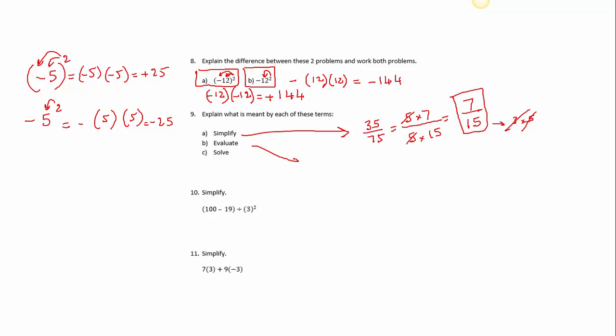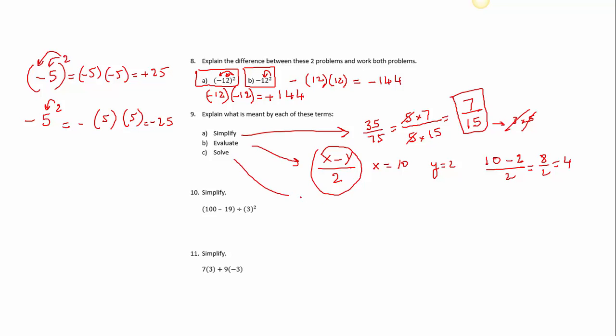Evaluate. What does evaluate mean? We could have something like (x minus y) over 2, given x equals 10 and y equals 2. And they tell you to evaluate this expression. You would substitute x equals 10, substitute y equals 2, and simplify. 10 minus 2 is 8, over 2 would be 4.